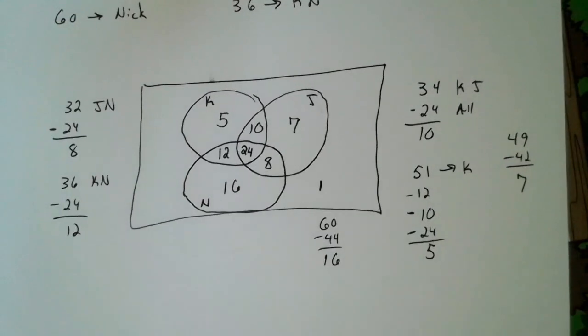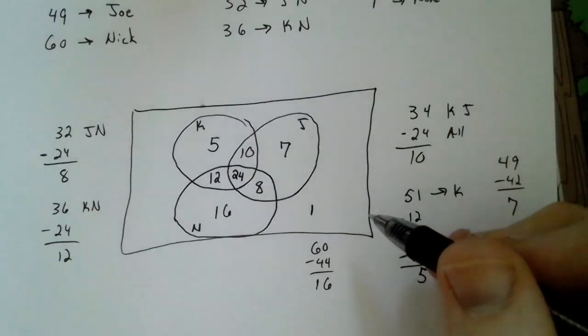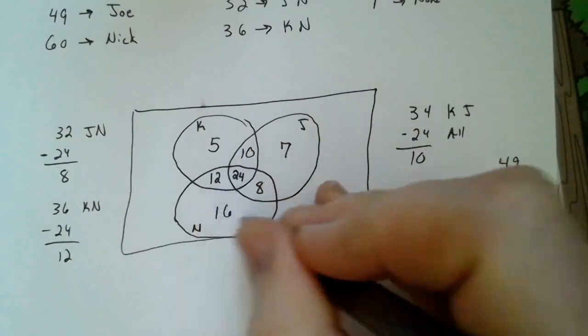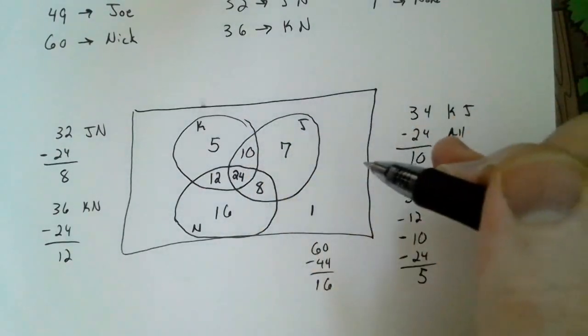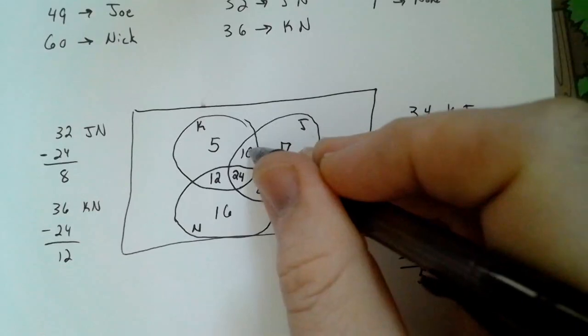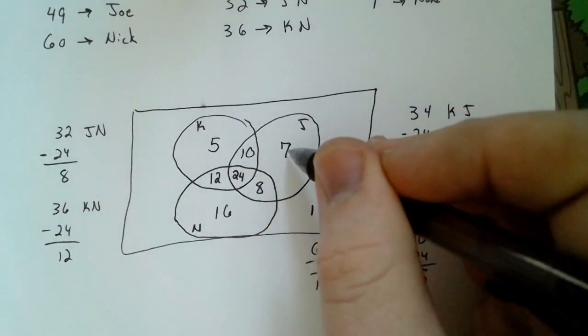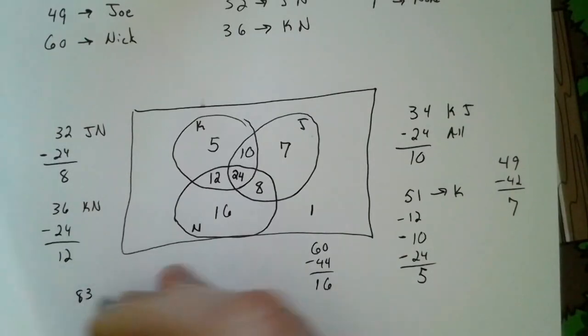All right, so again here, now we can answer any questions about this, right? So maybe we want to know how many people were surveyed, right? So let's go ahead and take a look at that number. There's lots of different ways to do this. What I like to do is start with my biggest circle, right? So I know that this is 60, and then I just have to add 5 plus 10 plus 7 plus 1, right? So 60 plus 5 is 65, plus 10 is 75, plus 7 is 82, plus 1 is 83. So we know there was 83 people surveyed.